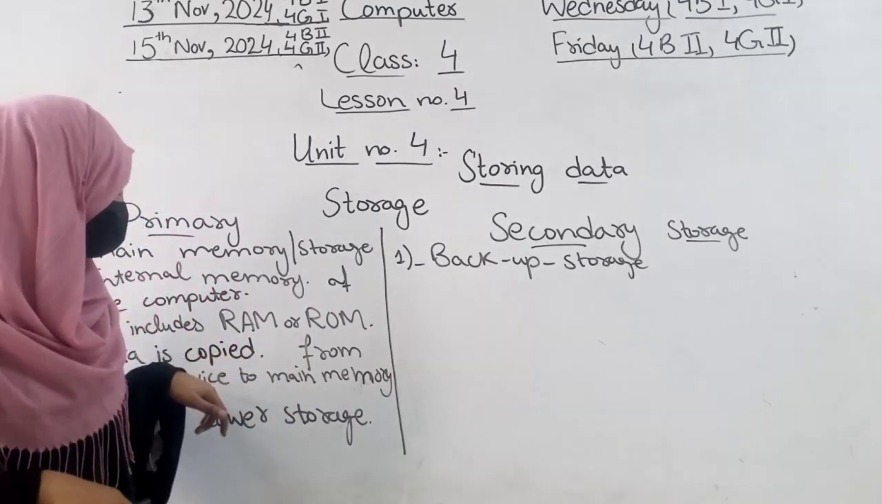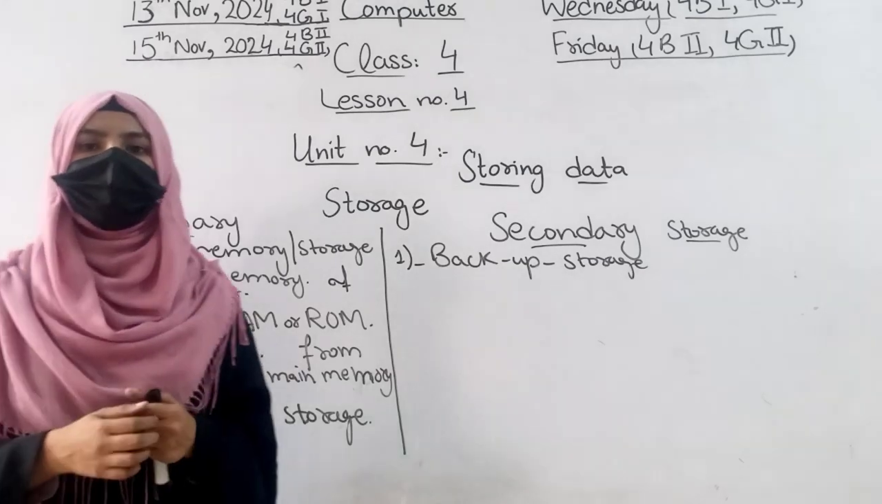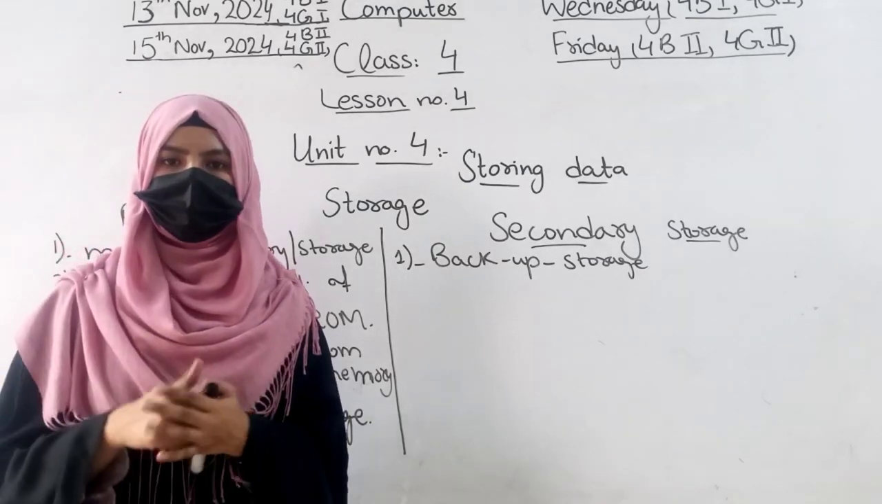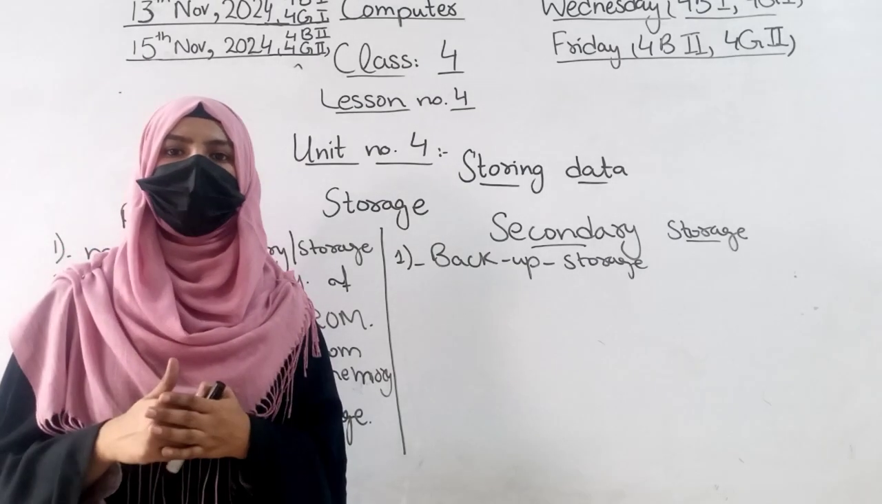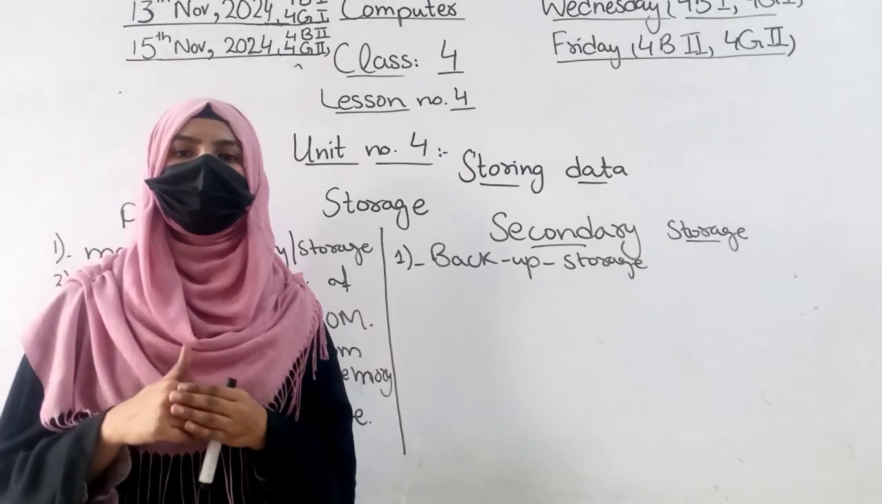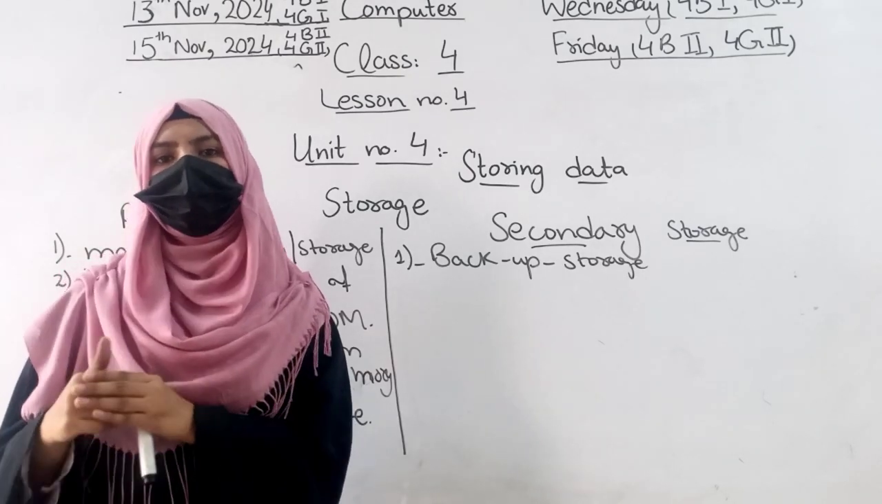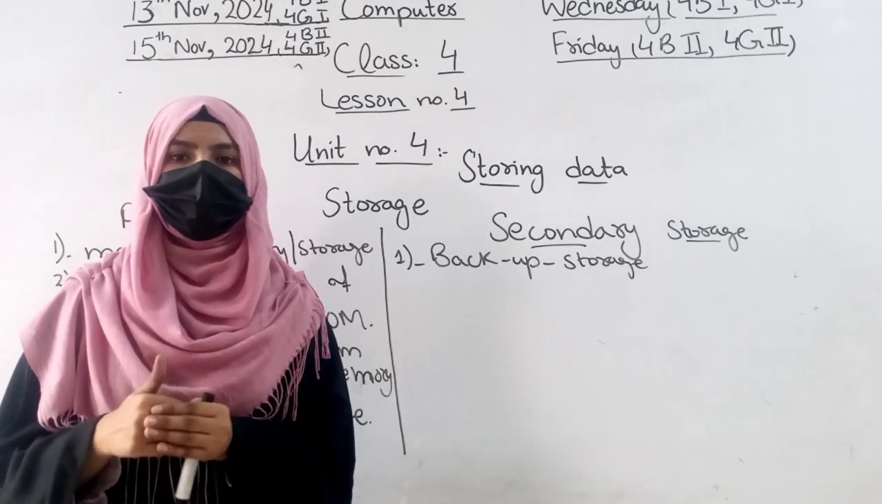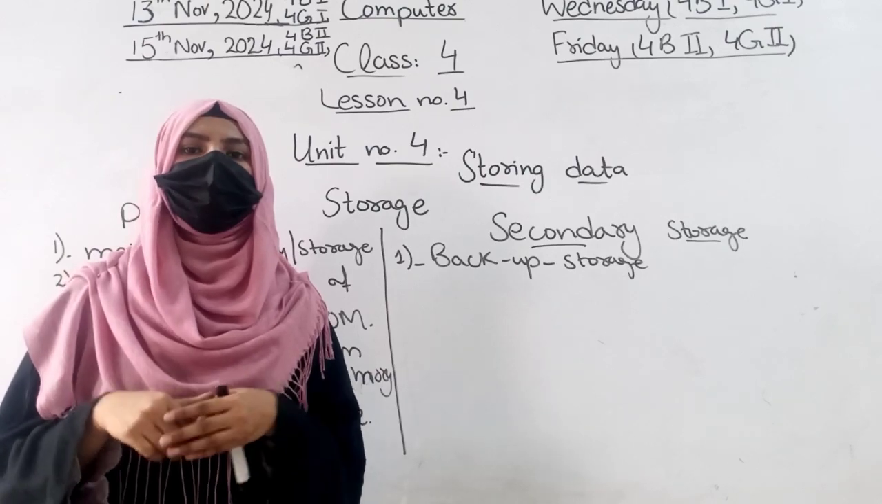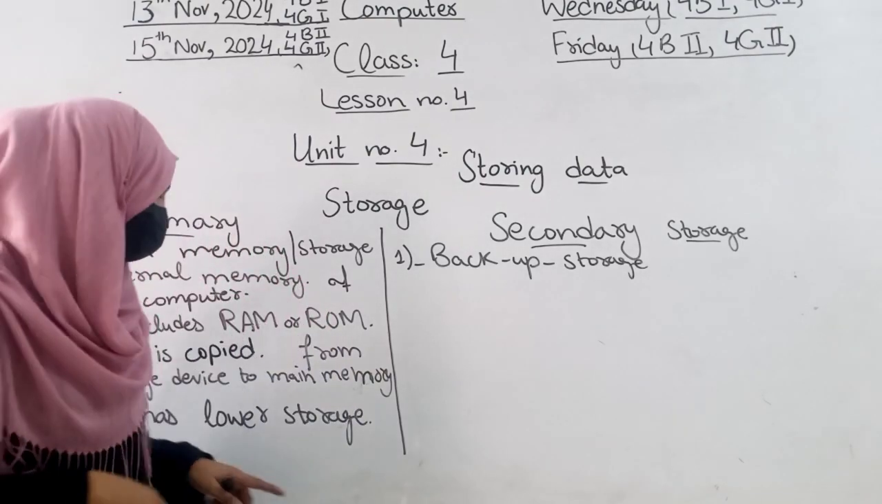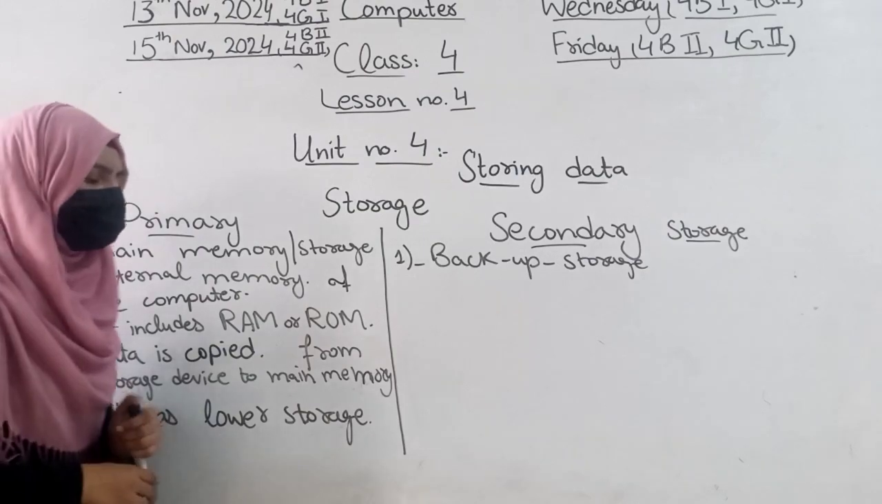The data is copied from storage device to main memory. Your storage device is your monitor, and it will store your data into the RAM or ROM. The main memory includes RAM and ROM, where the data will be stored, or it has lower storage.